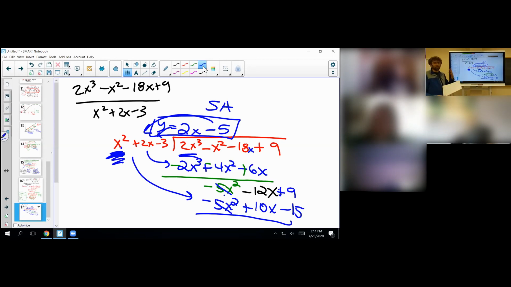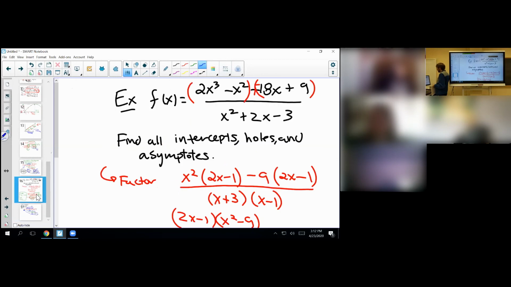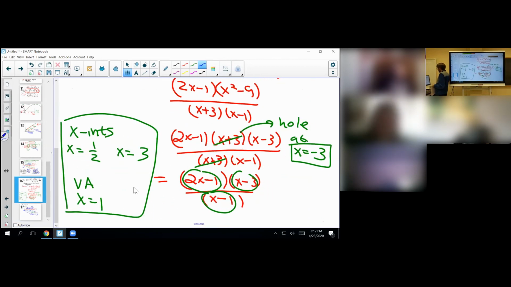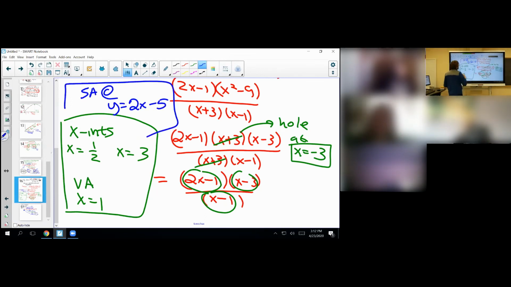There's really no difference between slant and horizontal asymptotes. They're just called different things depending on whether it's a line or whether it's horizontal or not. Okay, so if I go back to this slide, I now have my slant asymptote at y is equal to, what was that again? 2x minus 5. That's going to be part of my answer here.